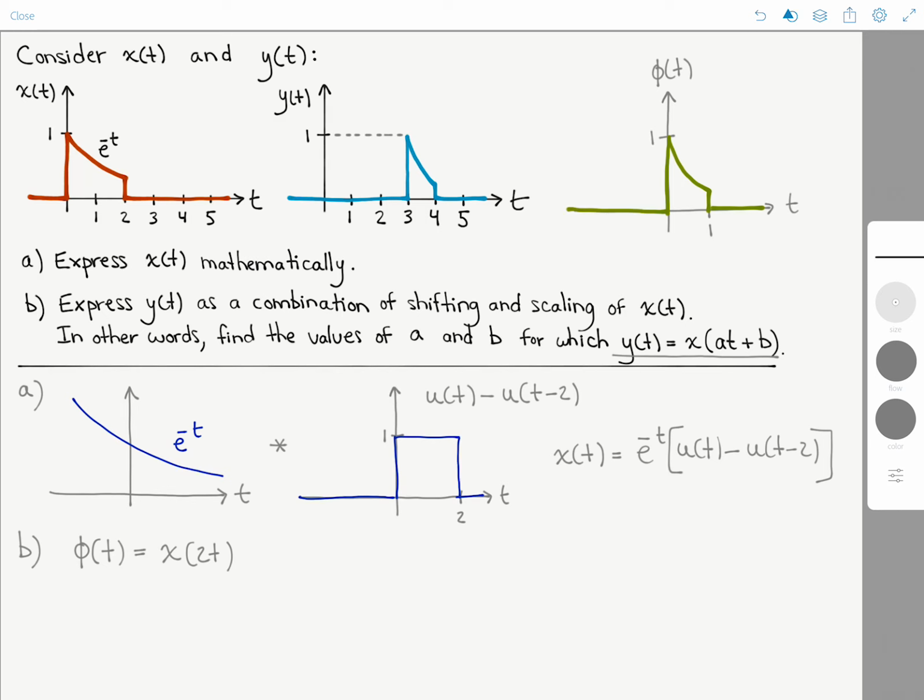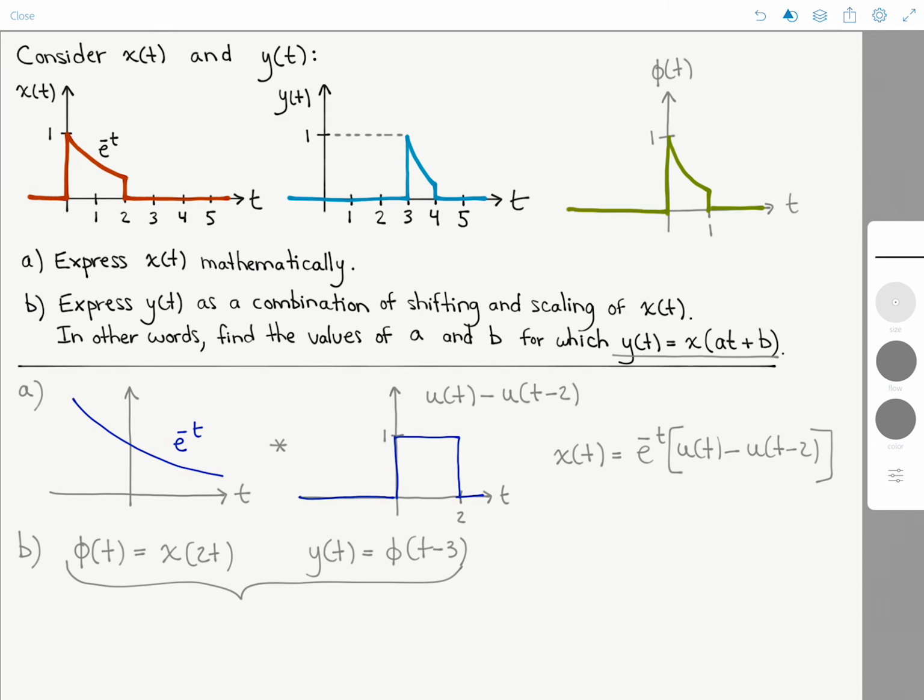Similarly, it is quite easy to find a mathematical relationship between y of t and phi of t. Y of t is simply the signal phi of t that's been time delayed by 3 units of time. And mathematically speaking, we can write y of t is equal to phi of t minus 3. Now, if we want to express y of t as a combination of shifting and scaling of x of t, we need to combine these two expressions.